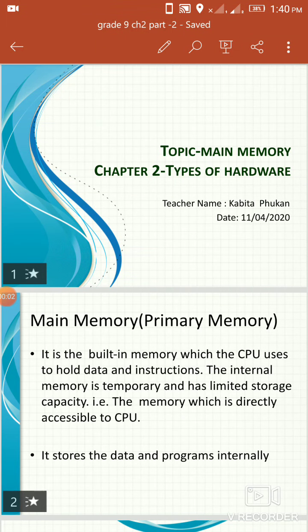Students, in today's class we are going to learn on the topic main memory. That is from chapter number 2, types of hardware. Now let us come to what we mean by main memory.